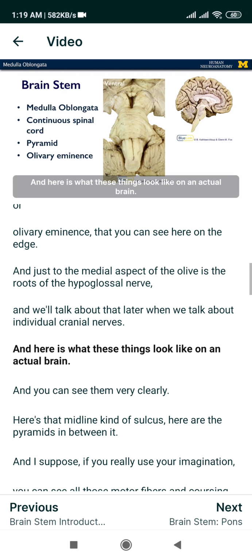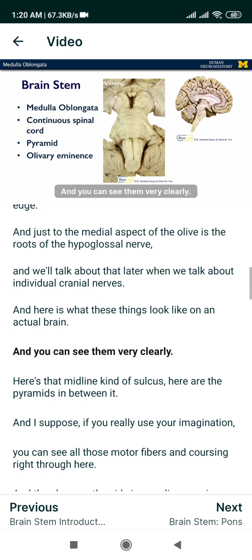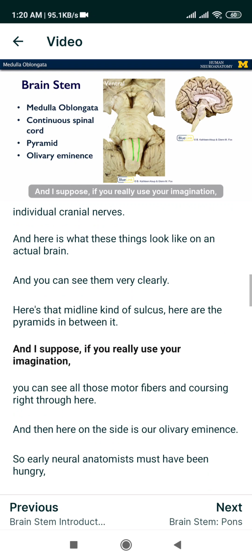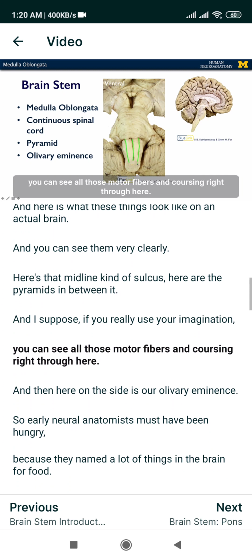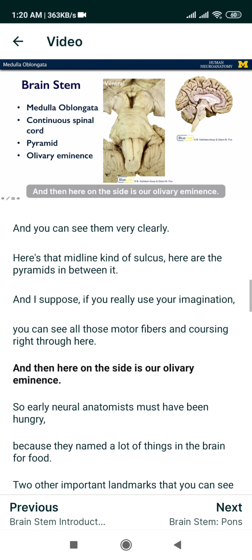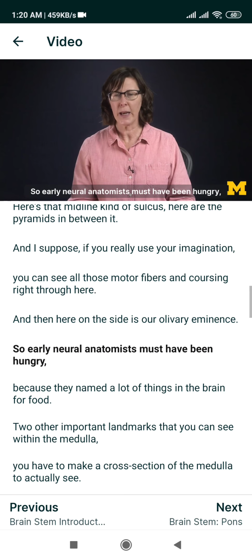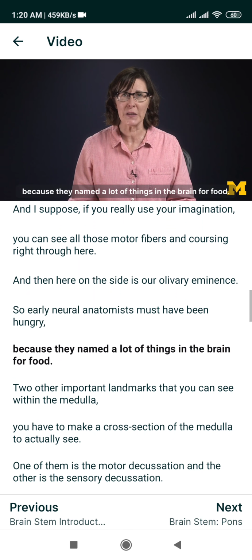And here's what these things look like on an actual brain. And you can see them very clearly. Here's that midline kind of sulcus. Here are the pyramids in between it. And I suppose if you really use your imagination, you can see all those motor fibers coursing right through here. And then here on the side is our olivary eminence. So early neuroanatomists must have been hungry because they named a lot of things in the brain for food.